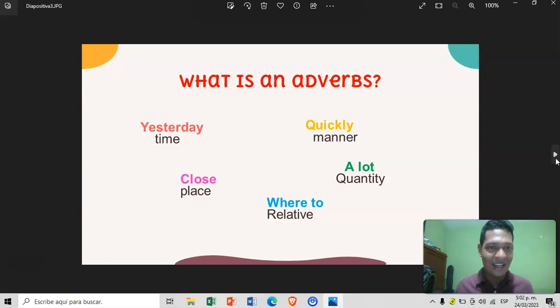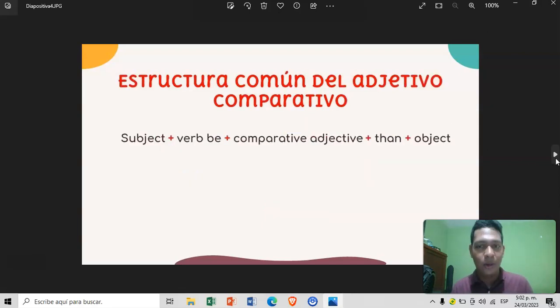And another adverb is like time. For example, yesterday. Years, months, weekend. That is another adverb for time. I'm going to travel next month. That is an adverb about time.